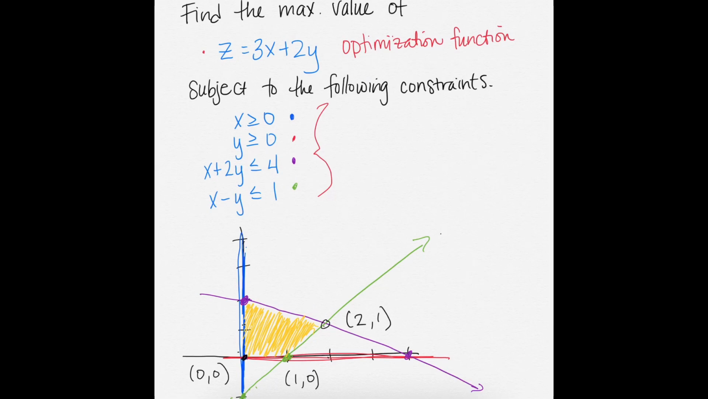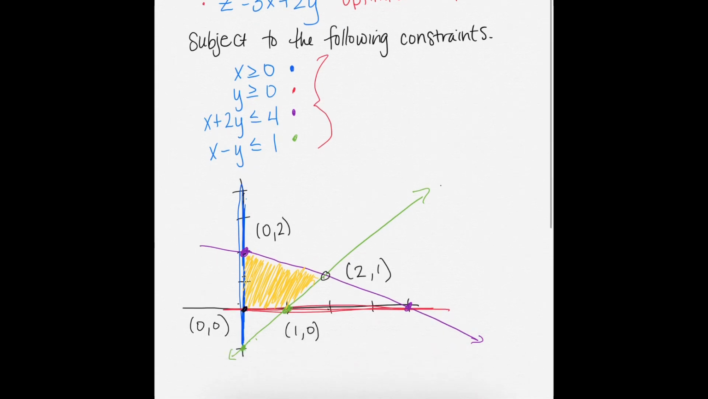All right. And then the other vertex of our shaded region was this guy up here, and that one was 0, 2. I found that from graphing the line. All right, so these are our 4 points.